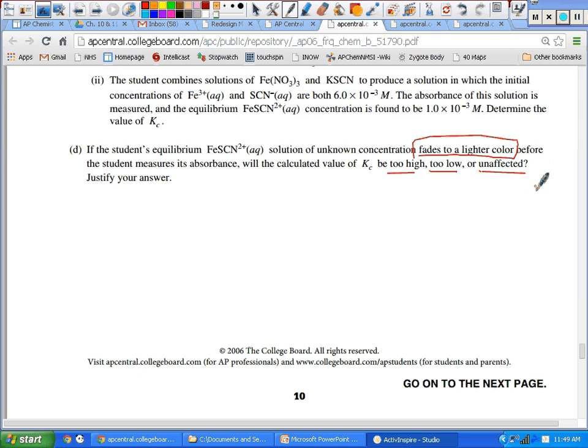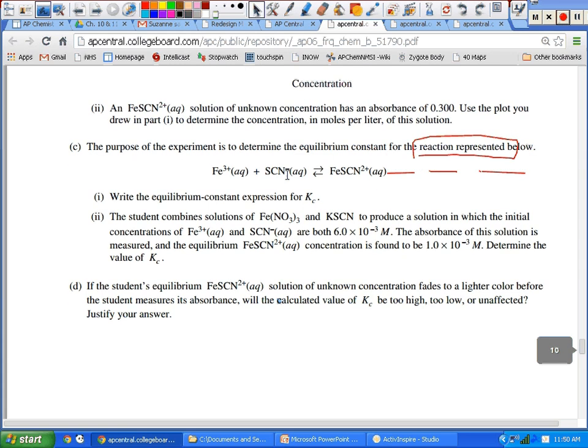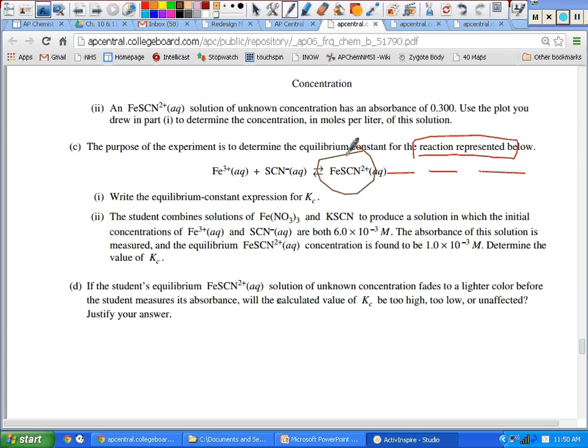Let's take a poll. Think for a second. How many of you think K will be too high if it fades? Okay, I'll give you a second. The solution fades to a lighter color. Think about what Kc is based on this reaction. Remember, we're dealing with this thing. If that fades to a lighter red, what will happen to K? How many of you think K will be too high, too low, unaffected?